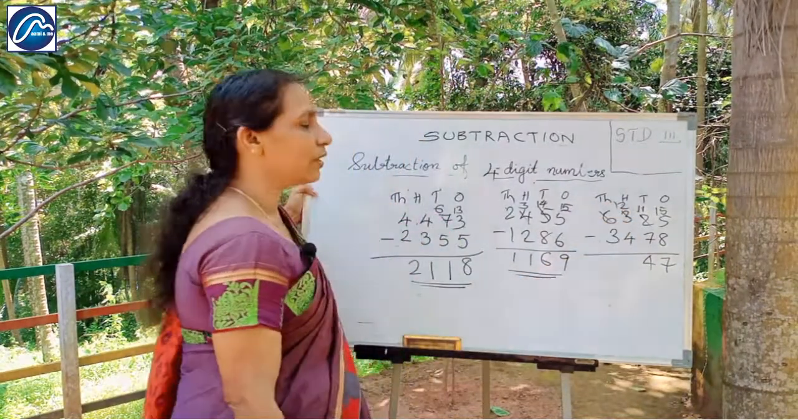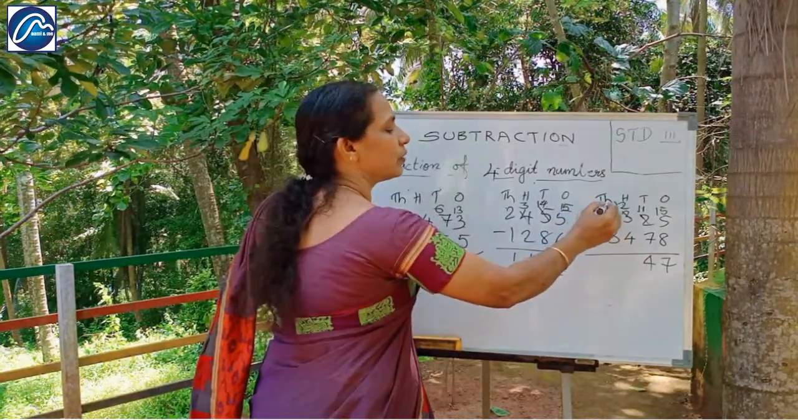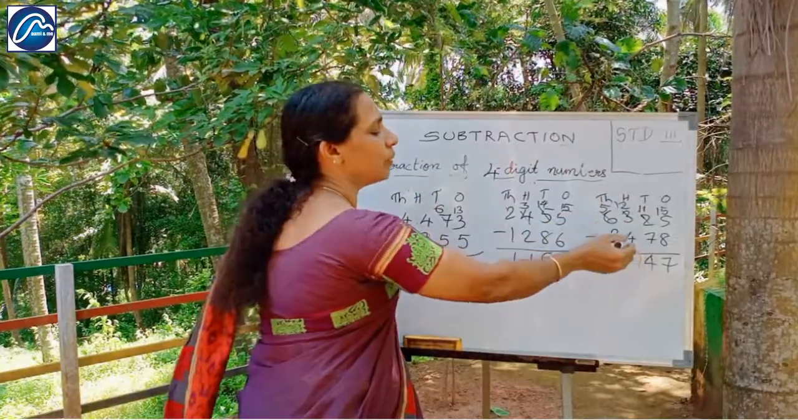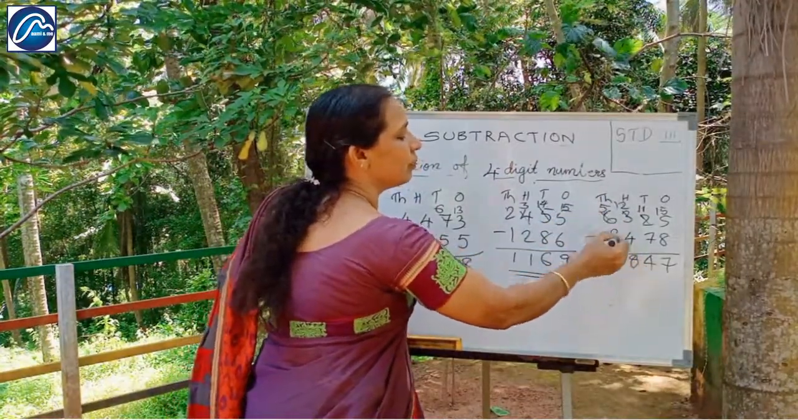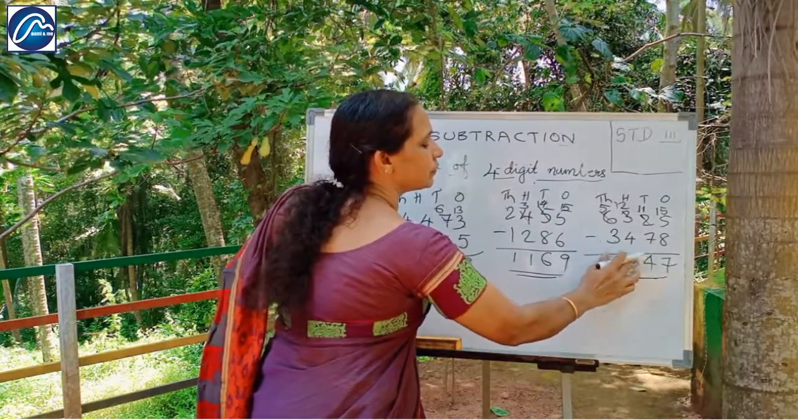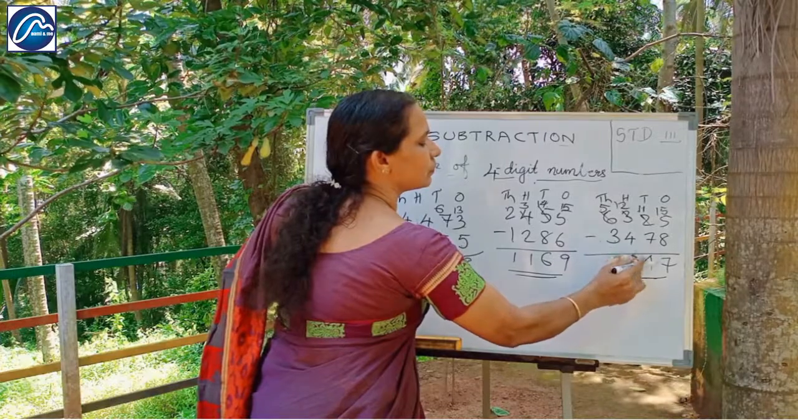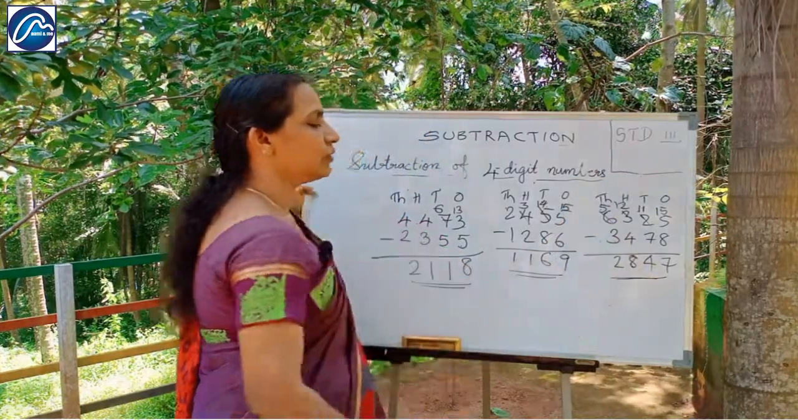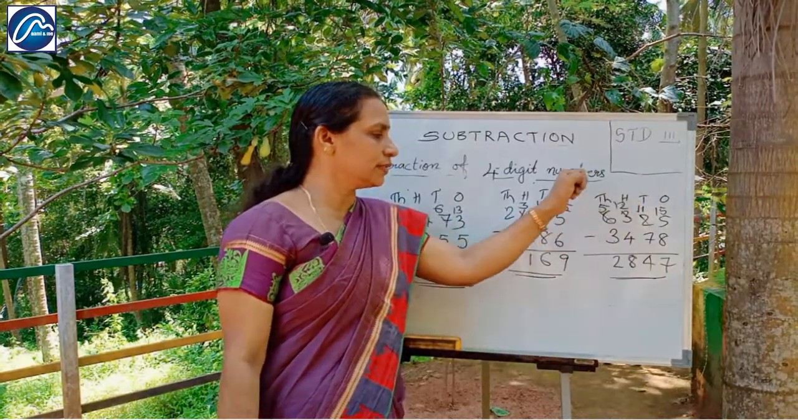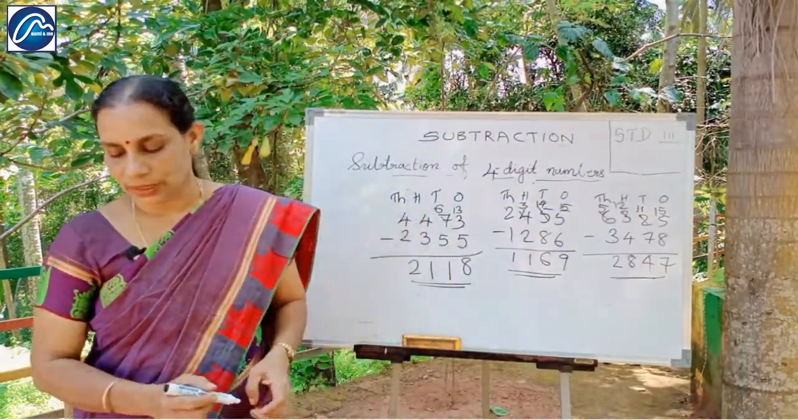We will take 1,000 from here. Here only 5,000 is the rest. Remaining, 12 minus 4, 8. 5 minus 3, 2. Here we have subtracted or rearranged the ones, tens, hundreds, thousands. Okay, this is the method.